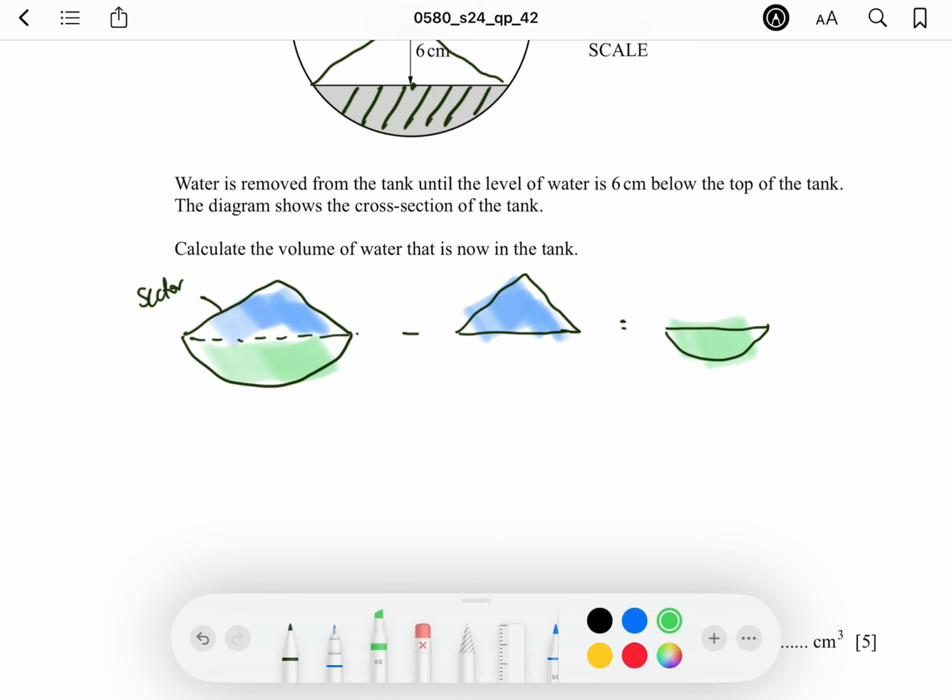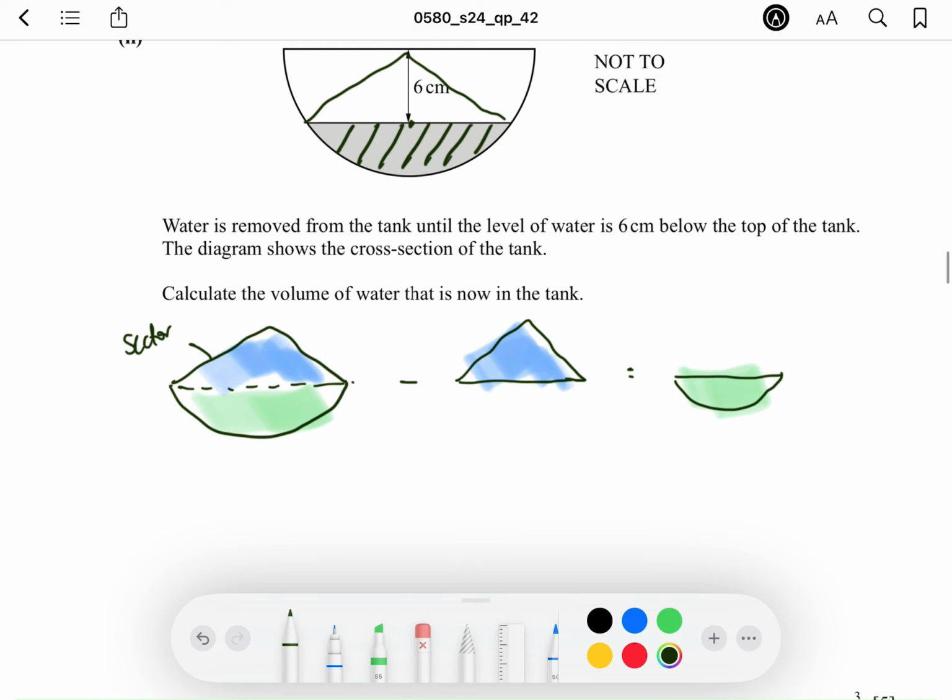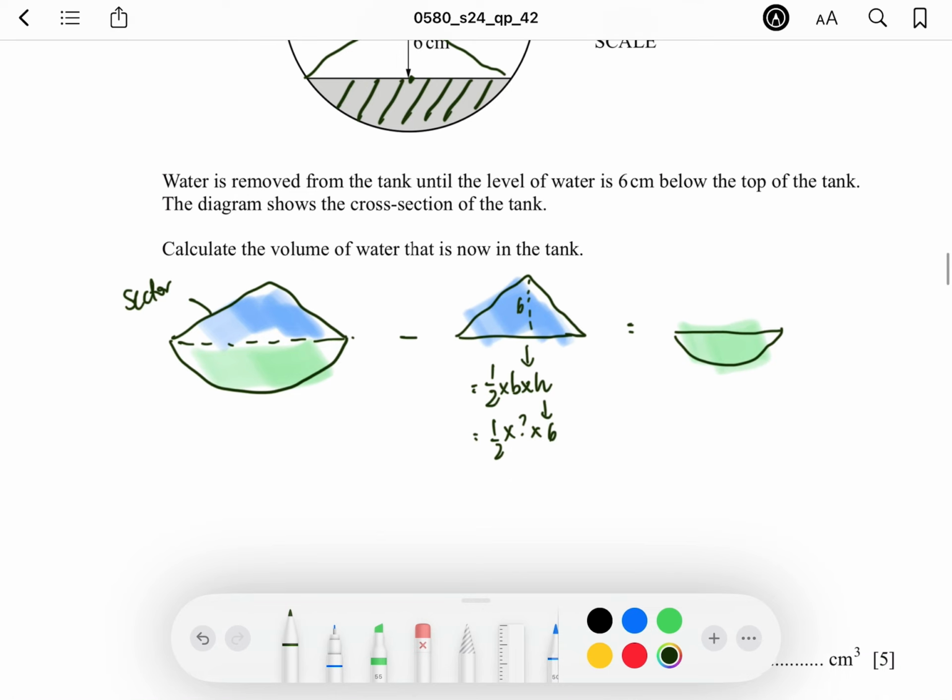The problem is the sector. What can we do first? Can we do this one? Triangle: what's the area of a triangle? Half times base times height. Do we know the base? No. Do we know the height? 6. So we can't proceed yet with the triangle.